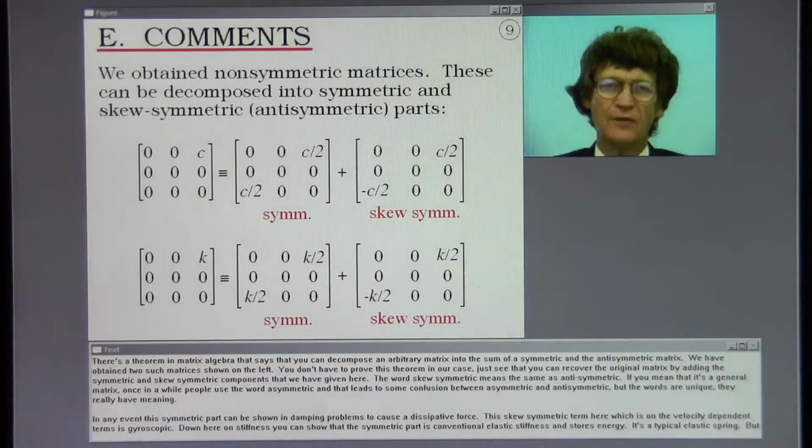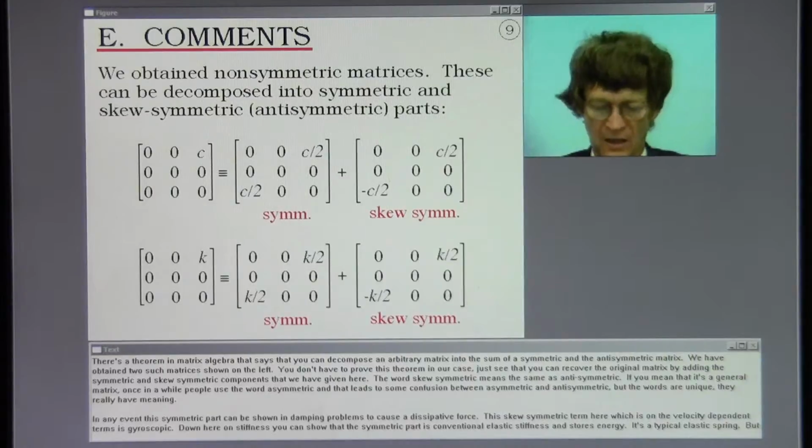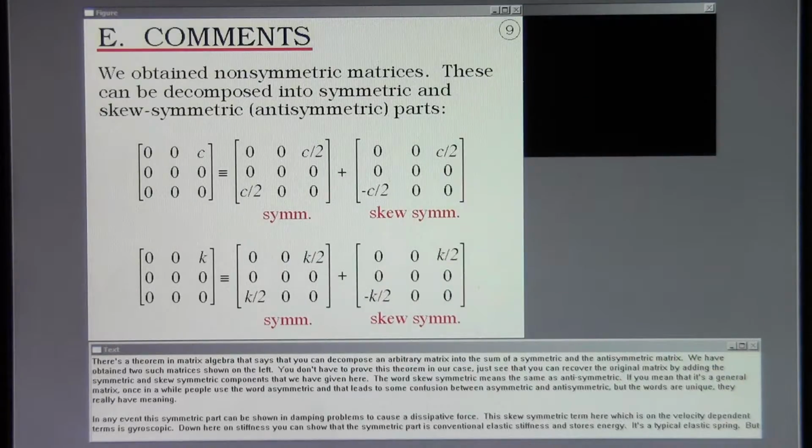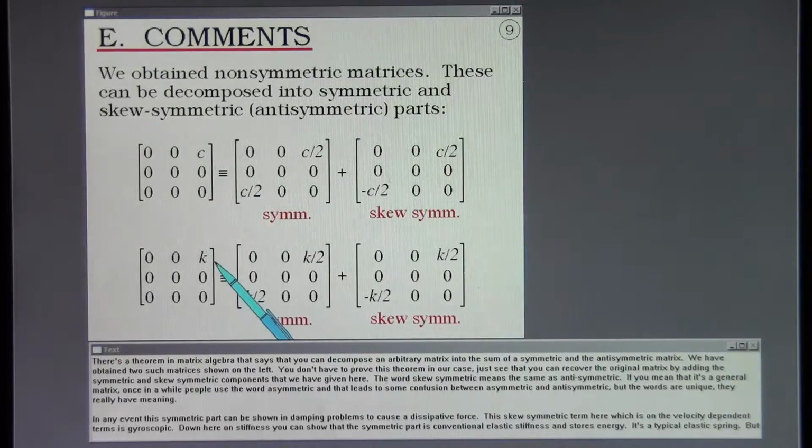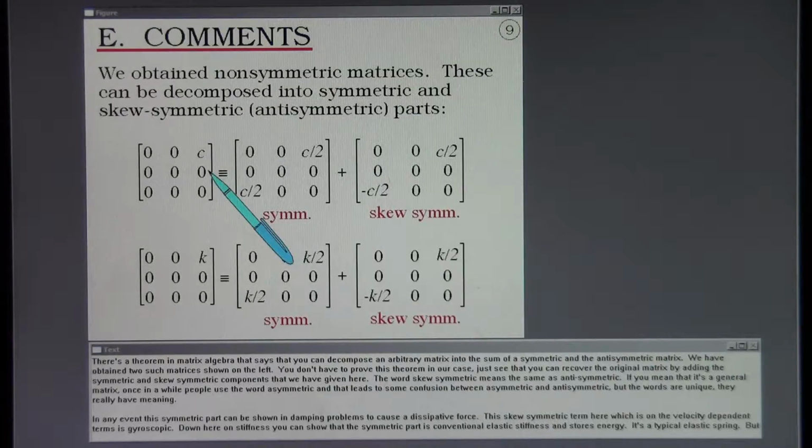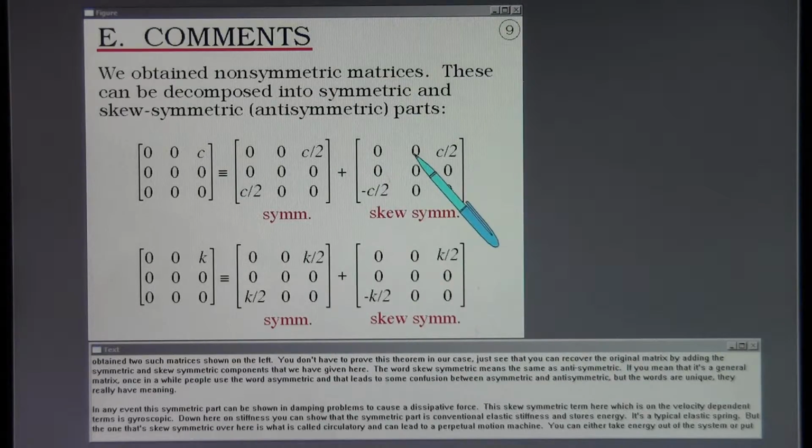There's a theorem in matrix algebra that says that you can decompose an arbitrary matrix into the sum of a symmetric and an anti-symmetric matrix. We have obtained two such matrices shown on the left. You don't have to prove this theorem in our case, just see that you can recover the original matrix by adding the symmetric and skew symmetric components that we have given here. The word skew symmetric means the same as anti-symmetric.